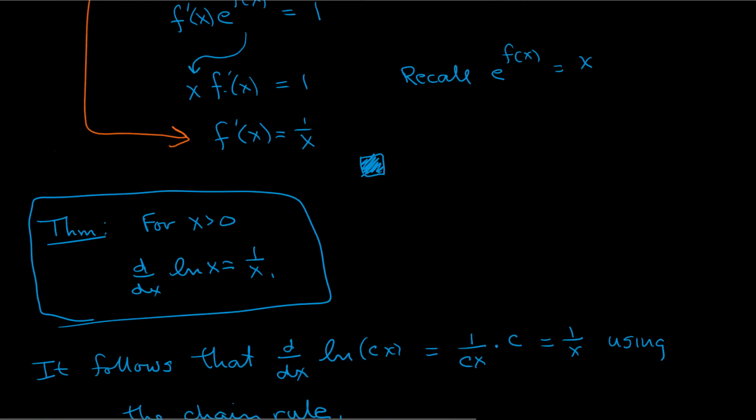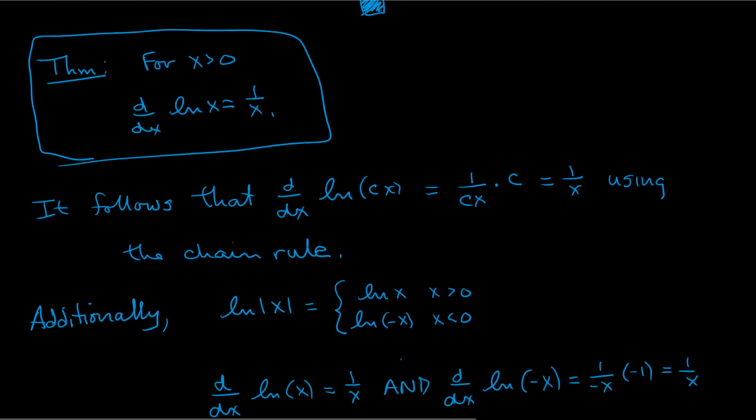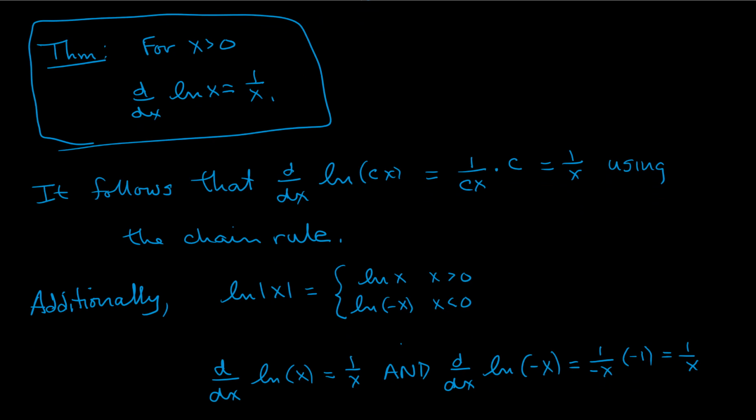So what this brings us to is a theorem. It says for any x greater than 0, and remember you cannot put 0 or negative values into natural log, it's not defined for those, the derivative of the natural log is going to be 1 over x. And that's essentially what this theorem is saying.